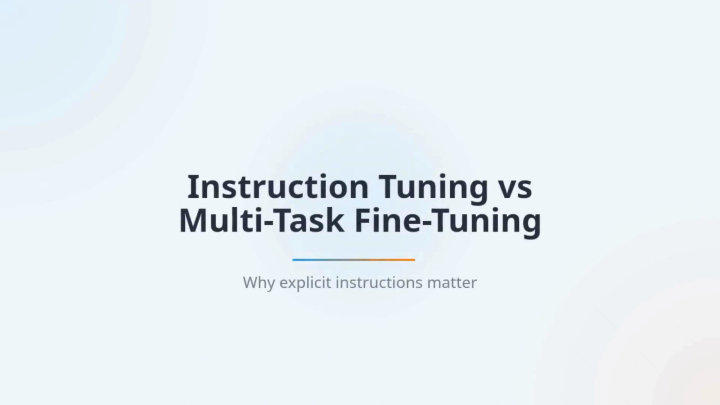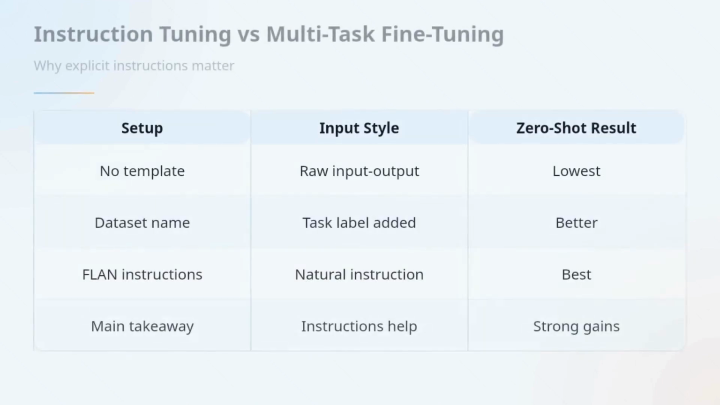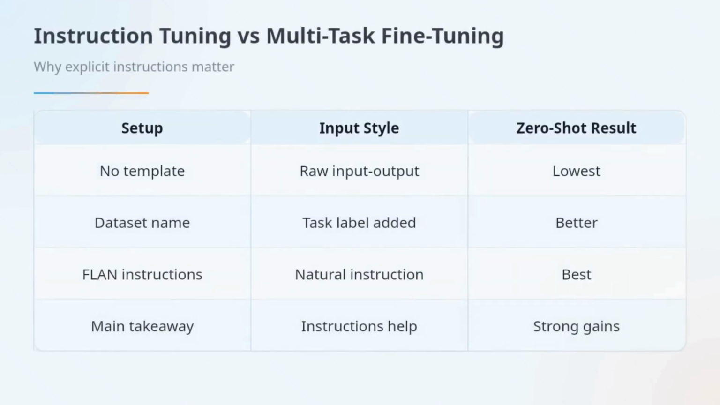Now let us look at this in a simple table format. Instruction tuning vs multitask fine-tuning. Why explicit instructions matter? A key comparison from the FLAN work asked an important question. Are gains coming from many tasks alone, or from the instructions themselves? The results showed that natural instruction-style inputs performed best. So the wording of instructions is not a small detail. It is central to better zero-shot behavior.